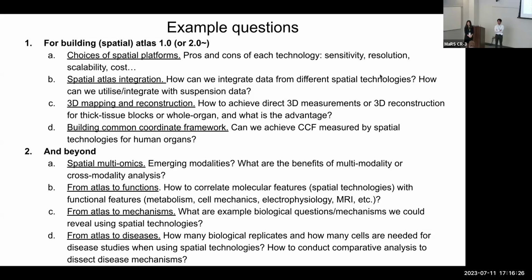Yes. Any functional perspective and any disease perspective about spatial technology?